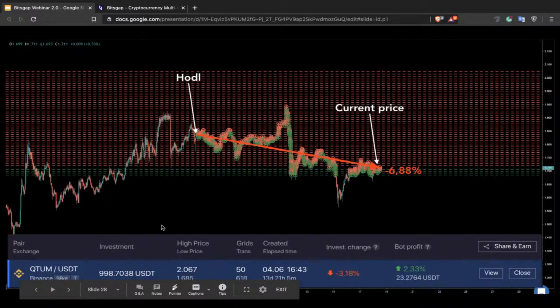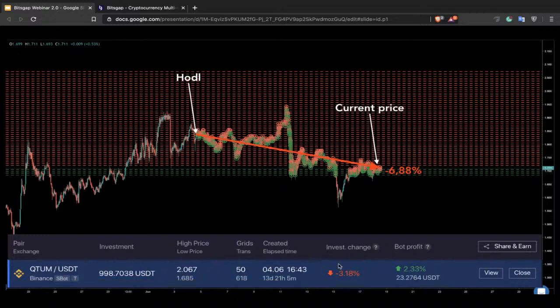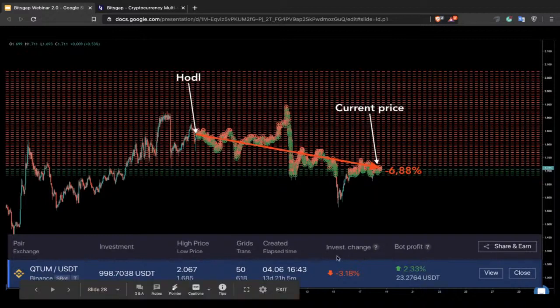And because of this added value that the bot has generated during this falling market, this profit offsets the investment change. And that is why, using automated trading, we only have minus 3%. Whereas if we wouldn't use the automated trading, in this case, our loss would be twice bigger. It would be minus 6.88%. So that's what we call hedging. That's what we call loss minimization, because we have the bot profit which offsets the negative value change in this case. So that's the idea of what makes up the investment change and how it is used with the bot profit.